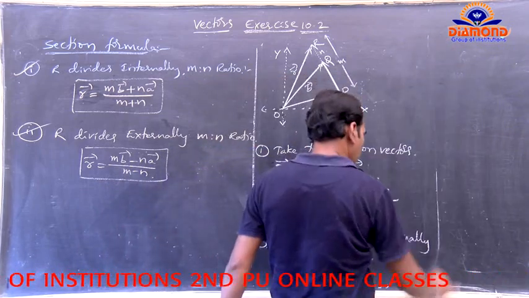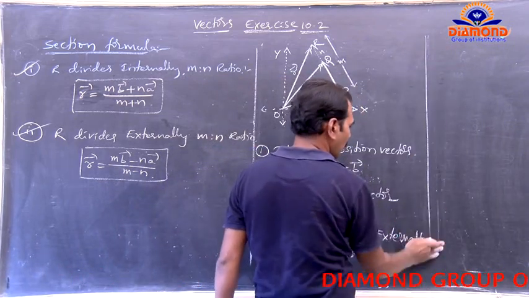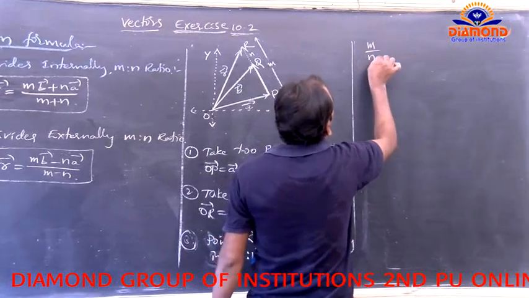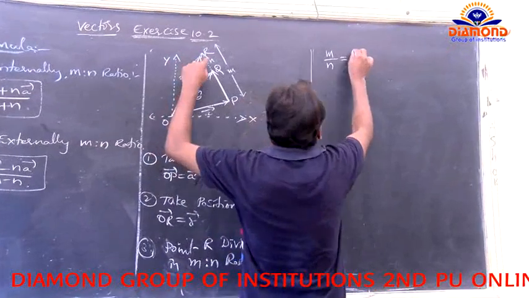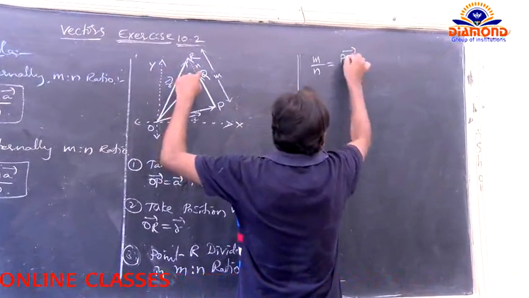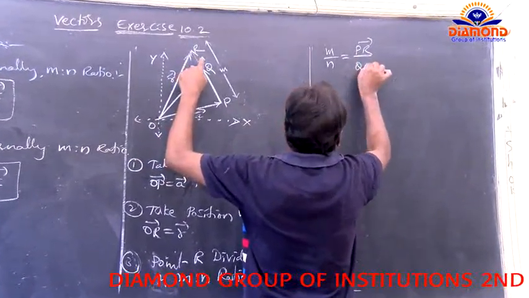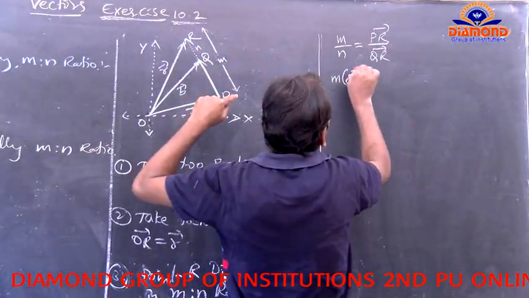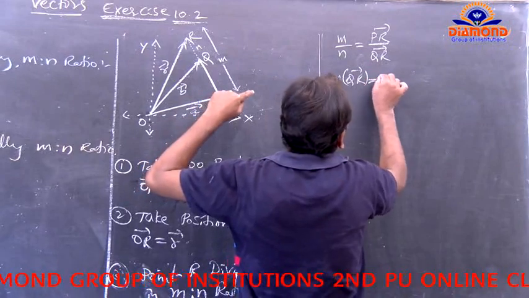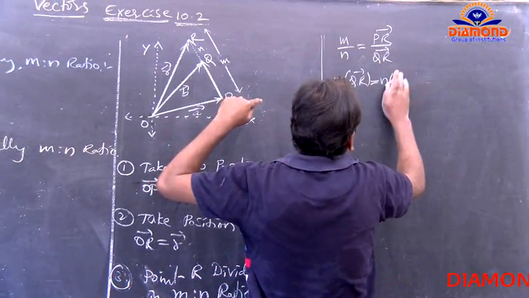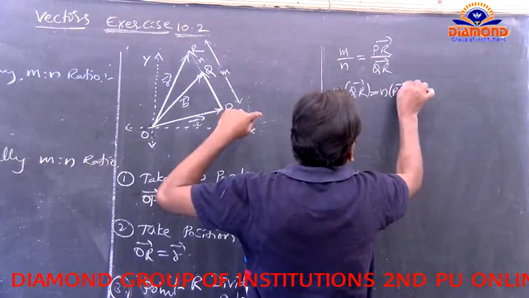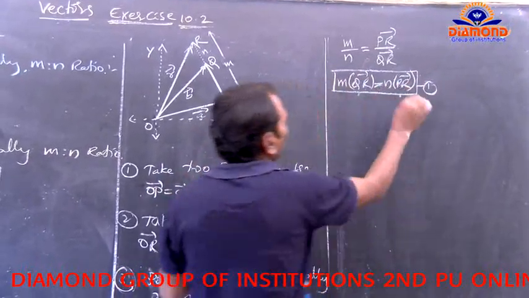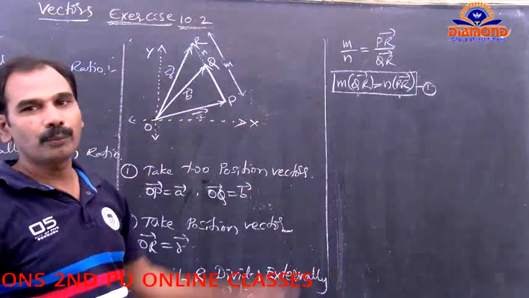It means M by N equal to PR vector divided by QR vector. So M into QR vector equal to N into PR vector. This is the condition. We calculate two vectors, QR vector and PR vector.